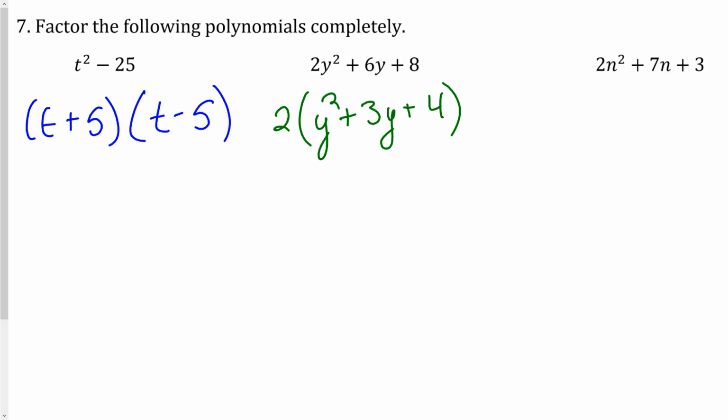It's said to factor completely. So can I factor this trinomial? What numbers multiply to 4 that add to 3? There aren't any, so that's factored completely.